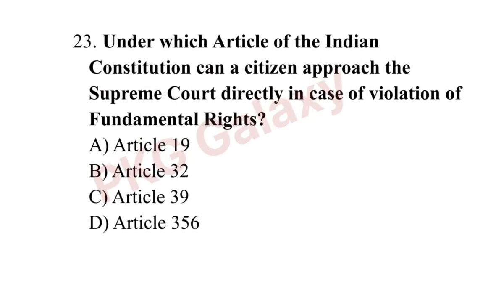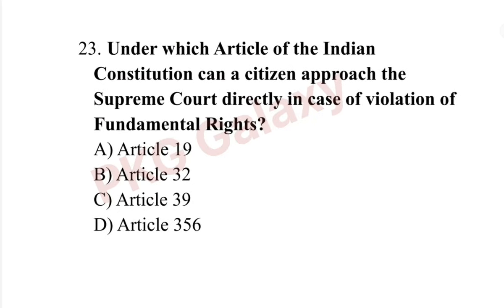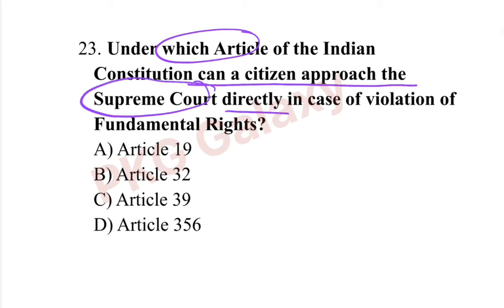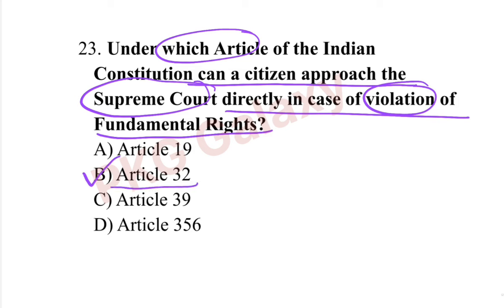Next question. Under which article of the Indian Constitution can citizen approach the Supreme Court directly in case of violation of the fundamental rights? The correct answer is option B, Article 32. The Article 32 allows the citizens to approach the Supreme Court directly if their fundamental rights are violated.